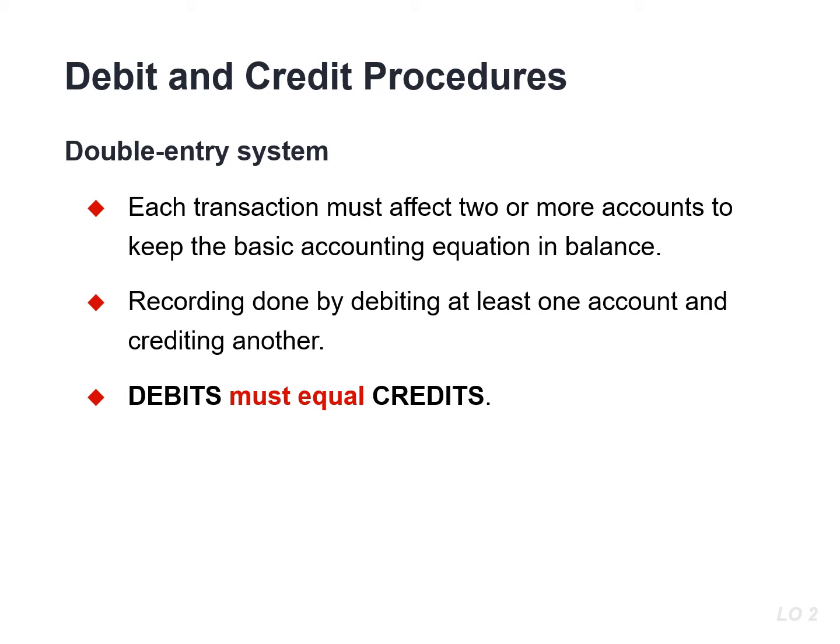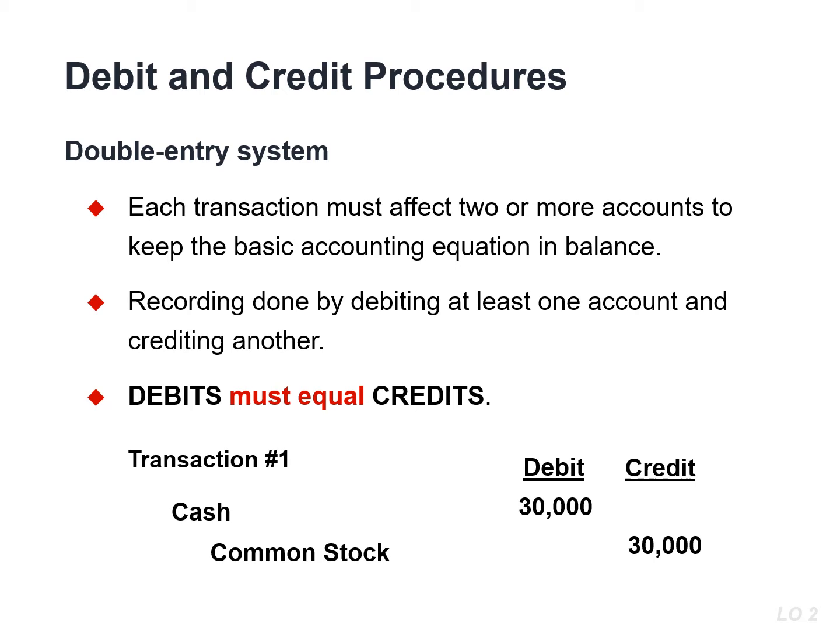Each transaction must affect two or more accounts to keep the basic accounting equation in balance. If every transaction is recorded with equal debits and credits, then the sum of all the debits to the accounts must equal the sum of all the credits. The double entry system is much more efficient than the plus or minus procedure used earlier. Again, if we go back to Hyman in that first transaction where shareholders invested $30,000 of cash in the company in exchange for common stock, we said that cash was increasing and common stock was increasing, right? How we would get this into our accounting system is we would simply debit cash for $30,000 and credit common stock for $30,000.